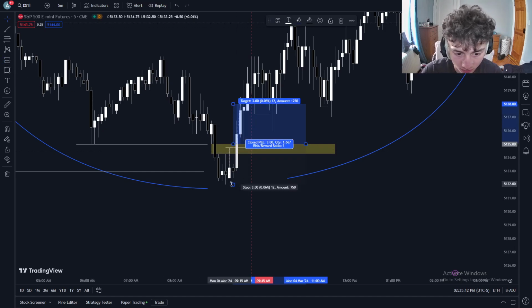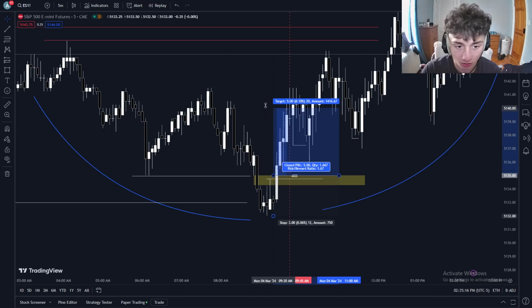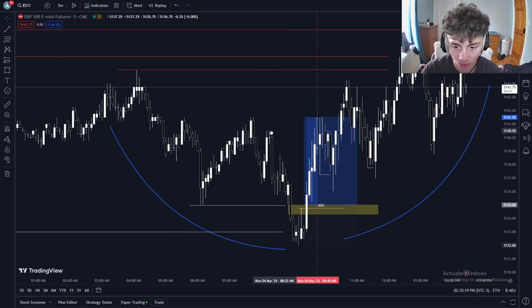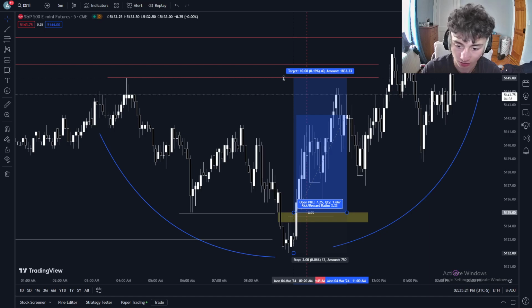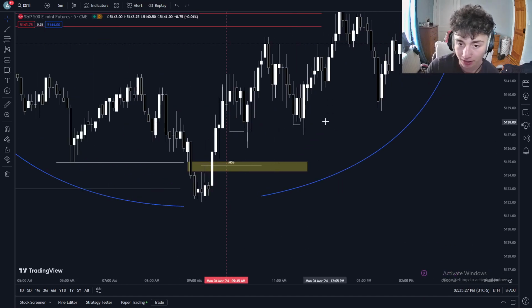We enter in long, but this is pre-market, so we can't even trade. Well, I couldn't trade. We could have targeted this high. That was still a 1 to 2. Could target this high, this high, and eventually probably this high, which is an insane trade. I mean, this is happening every day.